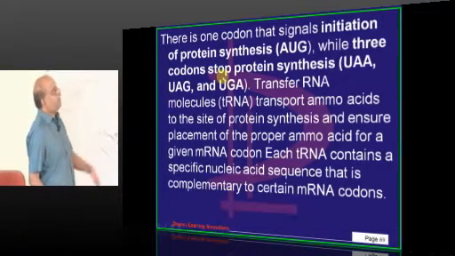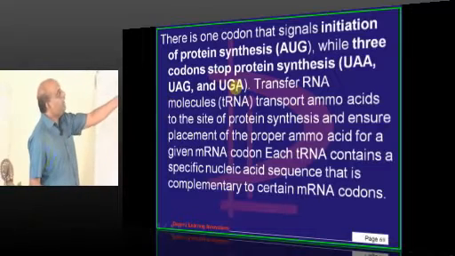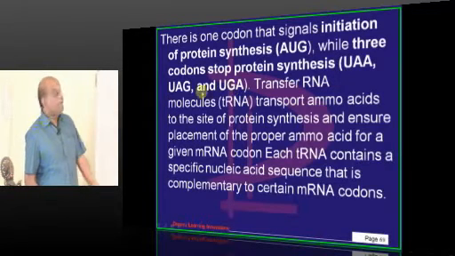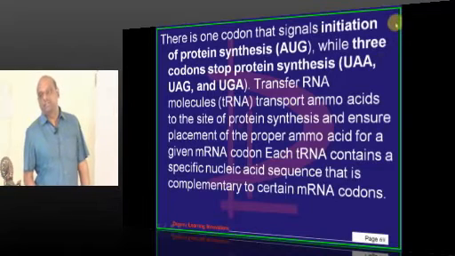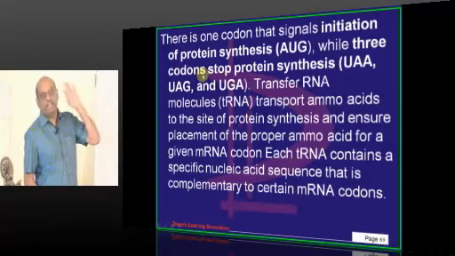Then what are the stop codons? You go away, you are going, you are away. So UAA, UGA, UAG, say that: stop codons.